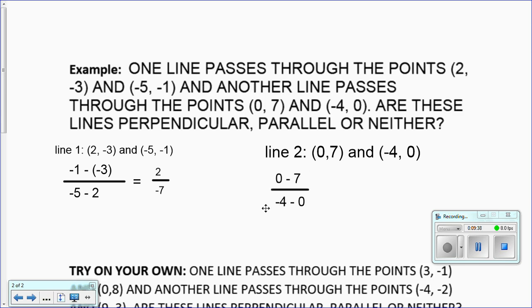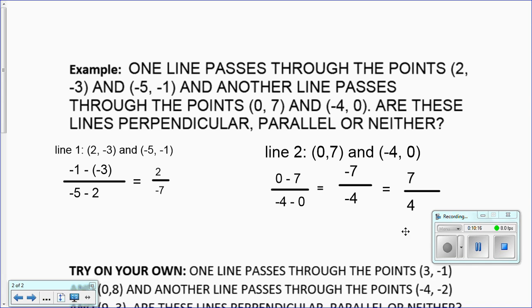Oh, gosh. The flashing of the problems. So I set it up. Same thing. y2, which I picked was 0, minus y1, 7, over x2, -4, minus 0, which is my x1. That equals -7 over -4. So I go ahead and reduce this. The negatives cancel out, but I can't reduce 7 over 4. So I just get 7 over 4.